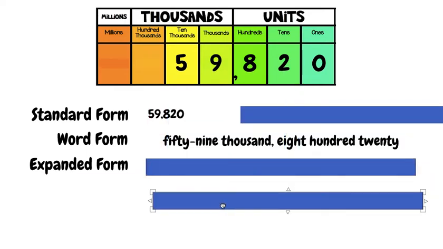So if you spelled some of the words wrong, that's totally fine. But we have 59,820. Okay, now expanded form. I want for you to write down the expanded form of this number. So tell me what the values are and don't forget that addition symbol. Go.